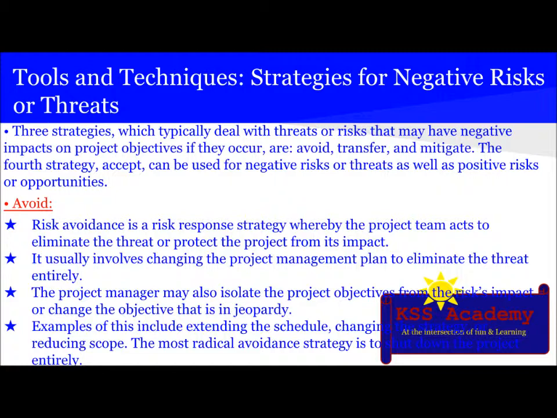Avoid. Risk avoidance is the risk response strategy whereby the project team acts to eliminate the threat or protect the project from its impact. It usually involves changing the project management plan to eliminate the threat entirely. The project manager may also isolate the project objective from the risk impact or change the objective that is in jeopardy. Examples of this include extending the schedule, changing the strategy, or reducing scope. The most radical avoidance strategy is to shut down the project entirely.